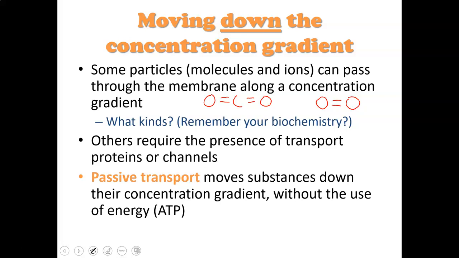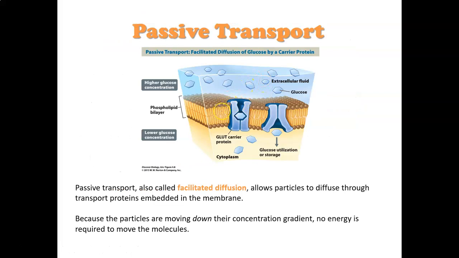Other molecules like glucose, remember glucose is that hexagon-looking thing? That is a polar molecule. Now, the concentration on the inside is low and the concentration on the outside is high. So yes, glucose naturally wants to come in, but it can't because it's polar. So it requires the presence of transport proteins. And through a process called passive transport, the glucose is able to move into the cell through a transport protein. So you can see here we have a transport protein that will allow the movement of glucose into the cell.